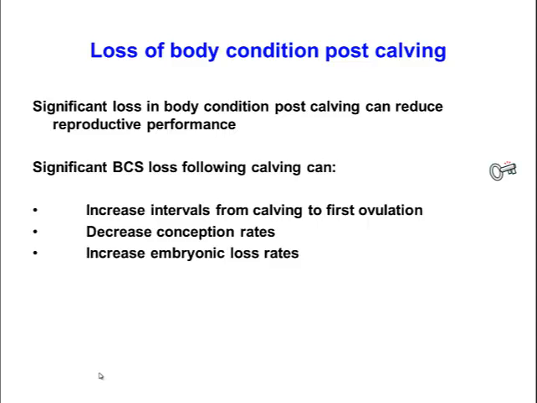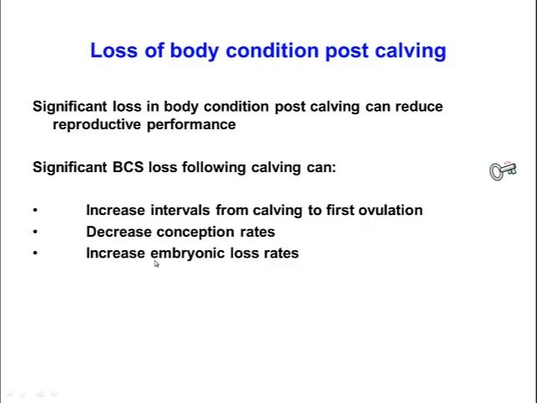Just look at loss of body condition post-calving. We mentioned this previously, but if cows lose a lot of body weight following calving, then that will reduce reproductive performance. It sends a strong message to the reproductive system to shut down, or it's not in the best interests of the cow to get pregnant if they're losing body condition.